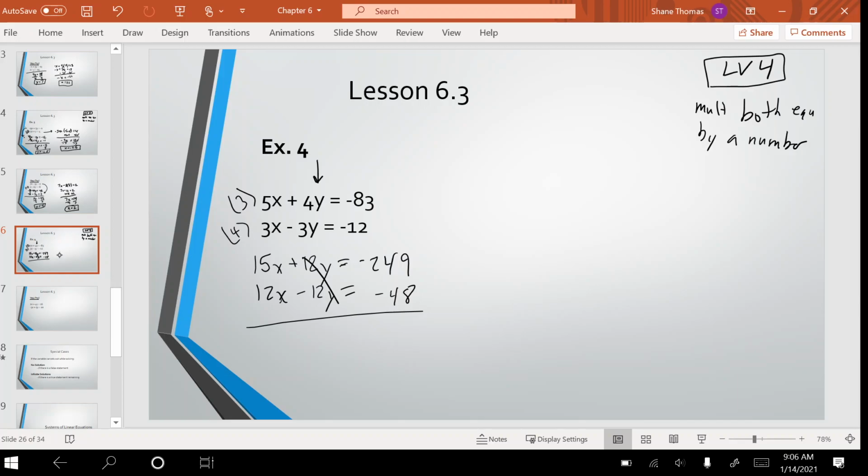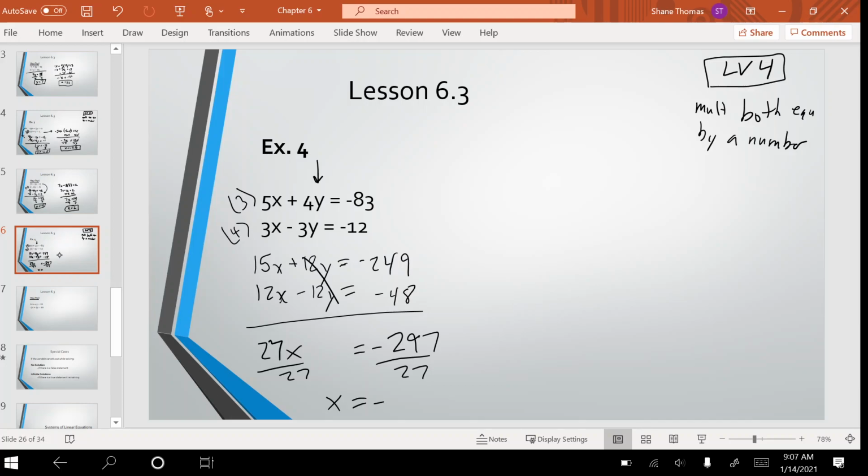15 and 12 is going to be what? 27. Good. 27x equals negative 249, and negative 48 is going to be, I'll help you out, negative 297. All right. Now we divide both sides by 27.